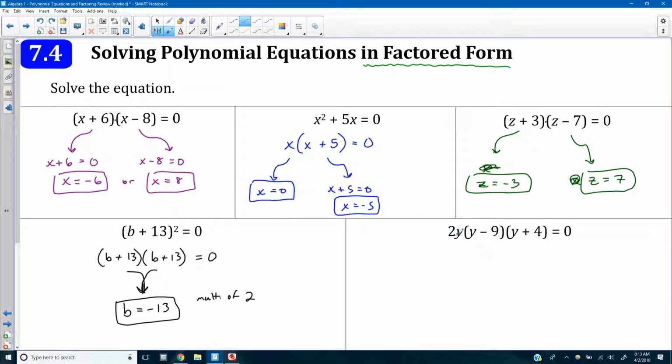And finally, 2y times y minus 9 times y plus 4 equals 0. Again, this is a product. This is multiplying with these two things. So either 2y equals 0, in which case divide by 2, y equals 0. Again, that's where you can plug in 0 to make this whole thing equal 0. That's awesome. Or y minus 9 equals 0, so y equals 9. Or y plus 4 equals 0, so y equals negative 4.